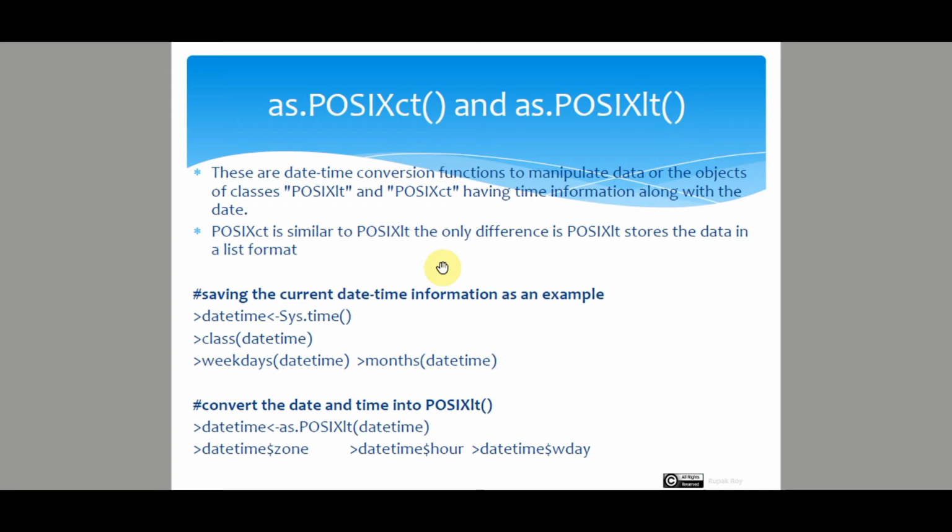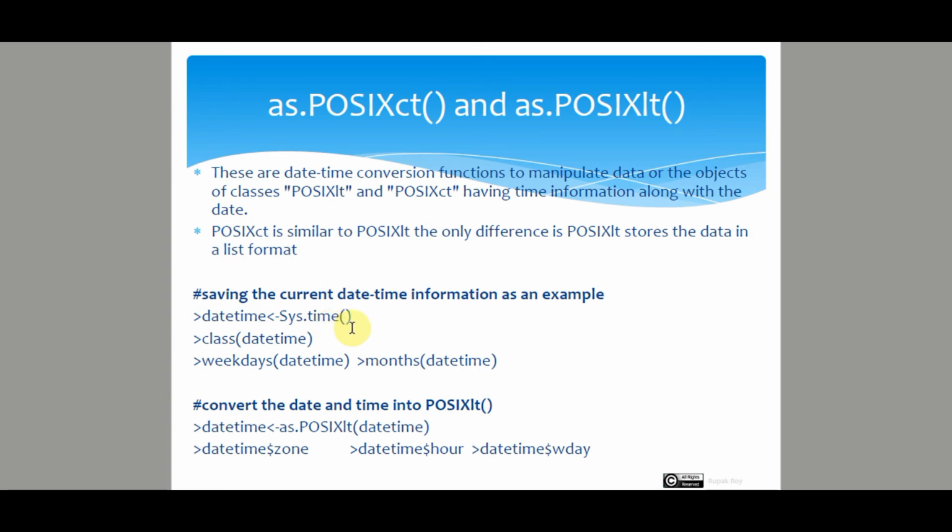as.POSIXct and as.POSIXlt are other date-time conversion functions to manipulate data and other objects having time information along with the date. Both of them are similar, the only difference is POSIXlt stores data in a list format. For this example, we have used our current date time as a sample. datetime is equal to Sys.time.